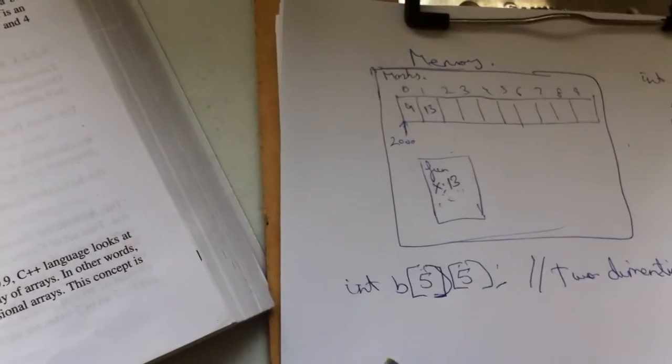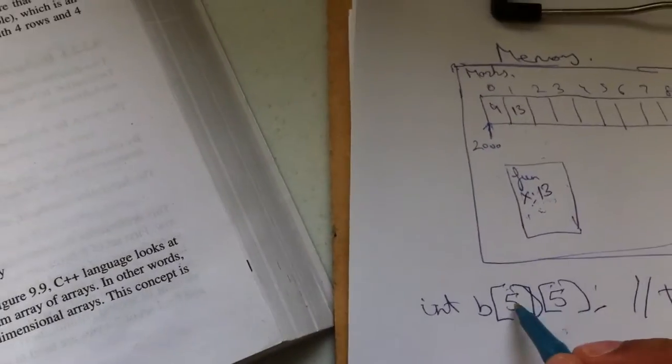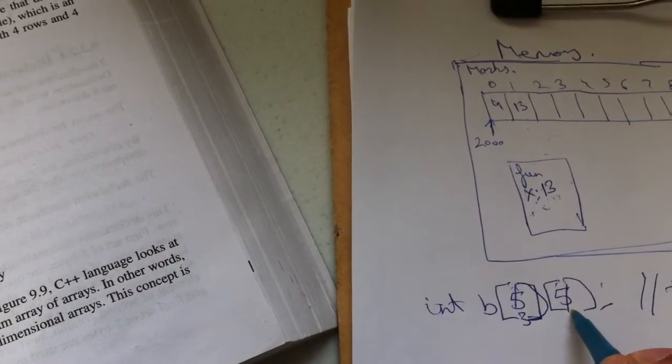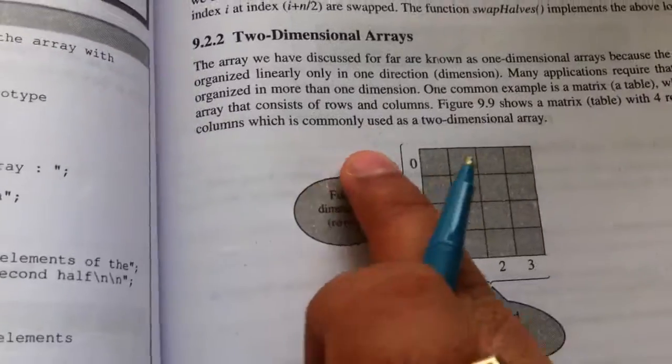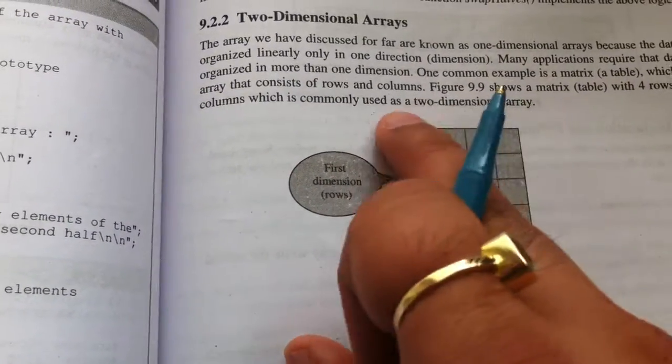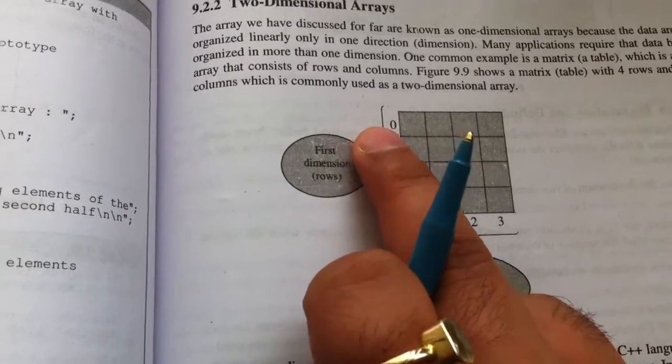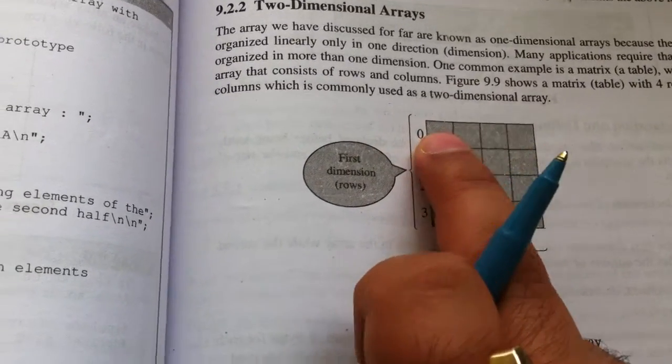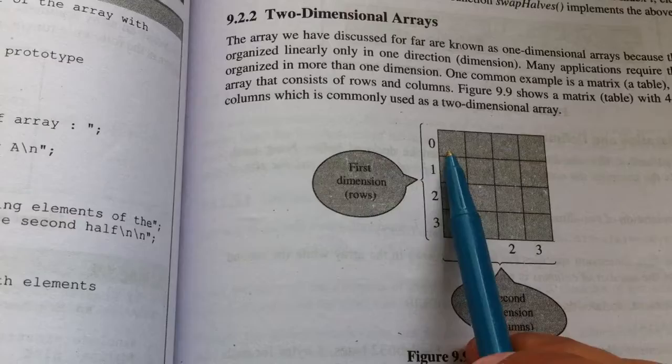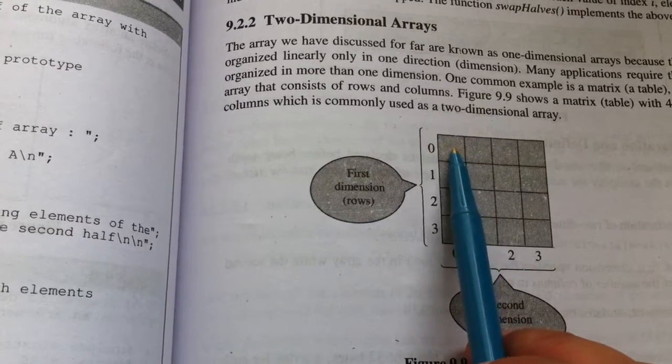Yeah, it's a two-dimensional array. So what happens here is like this. Let's do 3 and 3, because we can see it here. So this is how the two-dimensional array memory is allocated.